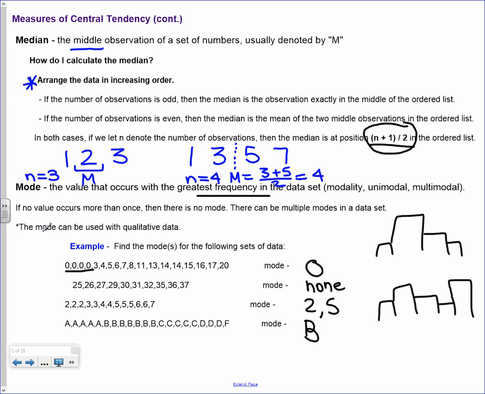And the mode can be used with qualitative data. Most of our statistics or parameters that we talk about here are just going to be for quantitative data, but this can actually be used for qualitative data. Like if these were, let's say, test scores, and I wanted to know which one occurred the most frequently, we would see that B, of course, would be our mode, because more students made a B than made any other letter grade there, so the mode would be B.